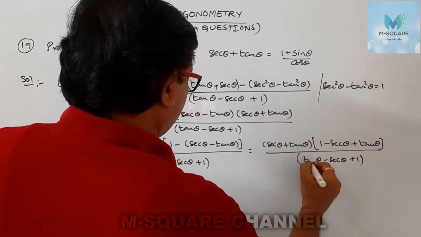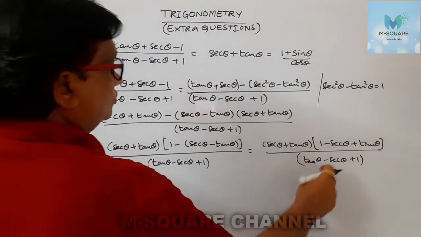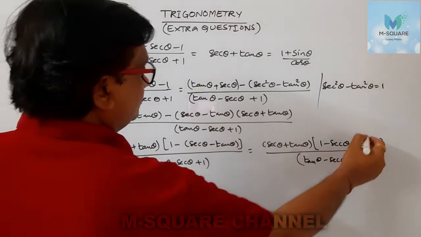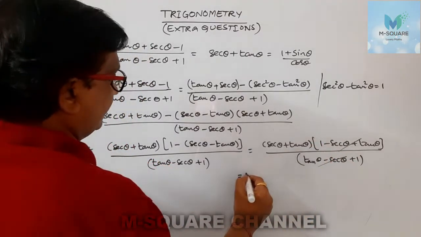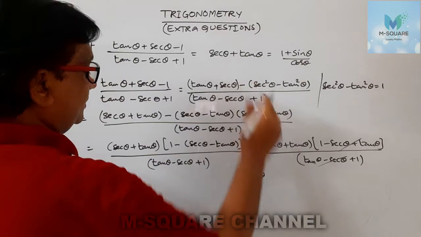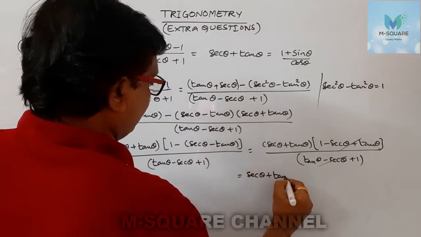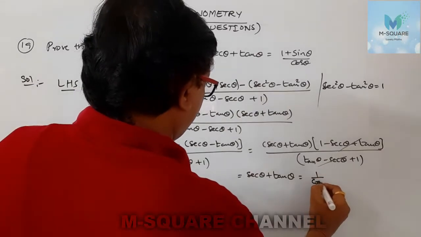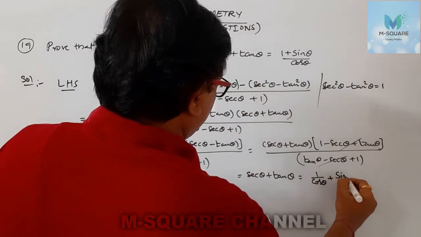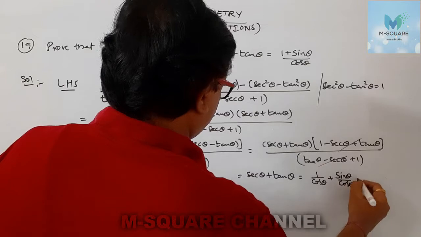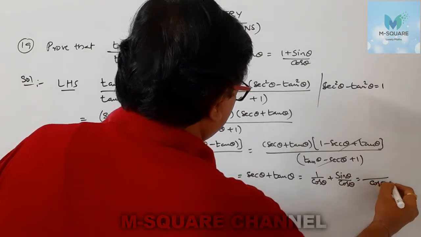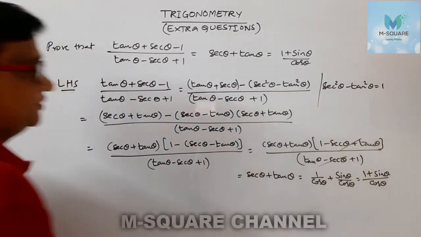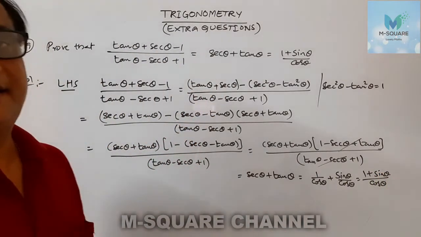Please see, these two are equal, because tan theta minus secant theta plus 1. So these two are the same. You can cancel it. So the first answer is secant theta plus tan theta. Suppose if they are asking continuation, 1 by cos theta plus sin theta by cos theta. So the LCM is the same, cos theta. So 1 plus sin theta. This is the answer. This is the 19th question.